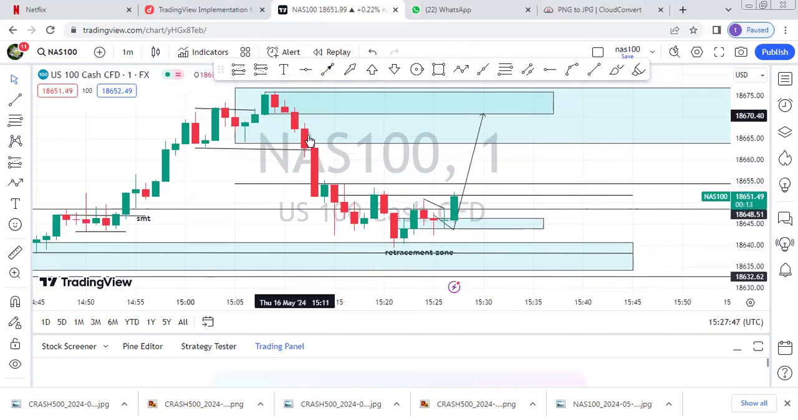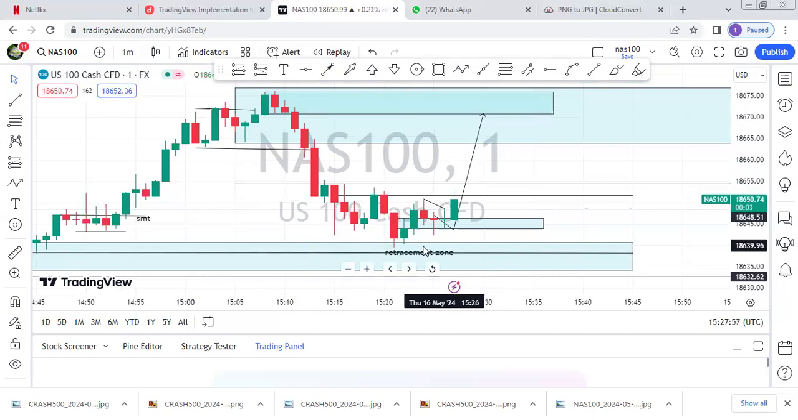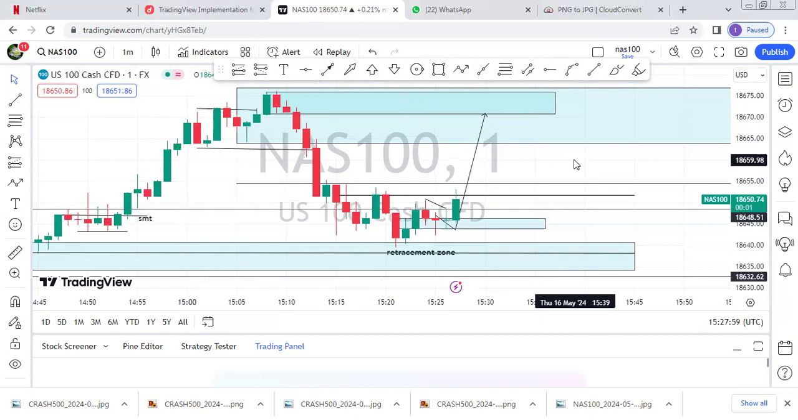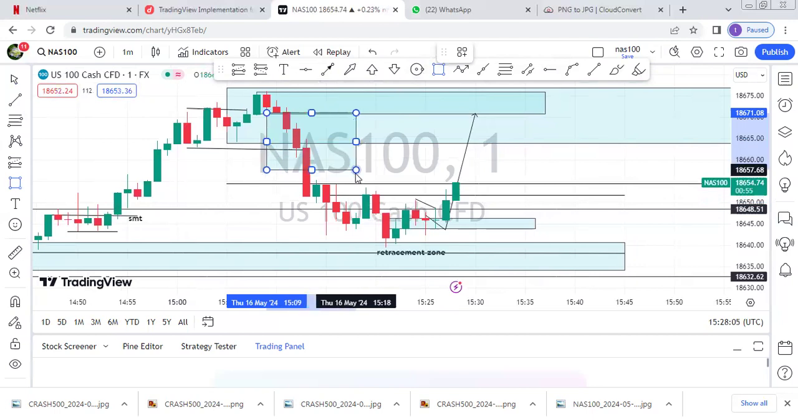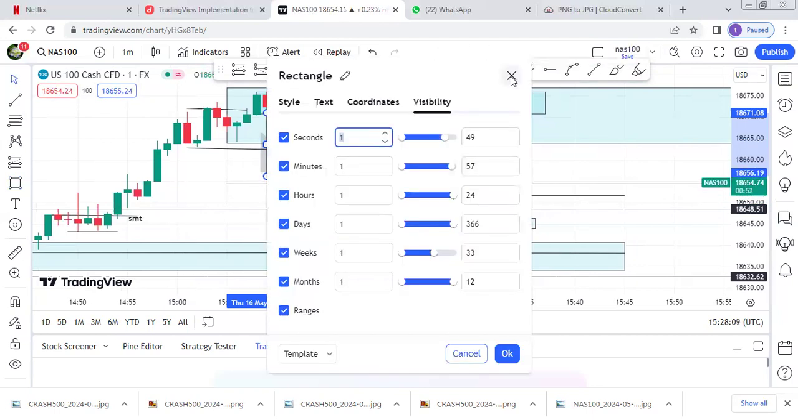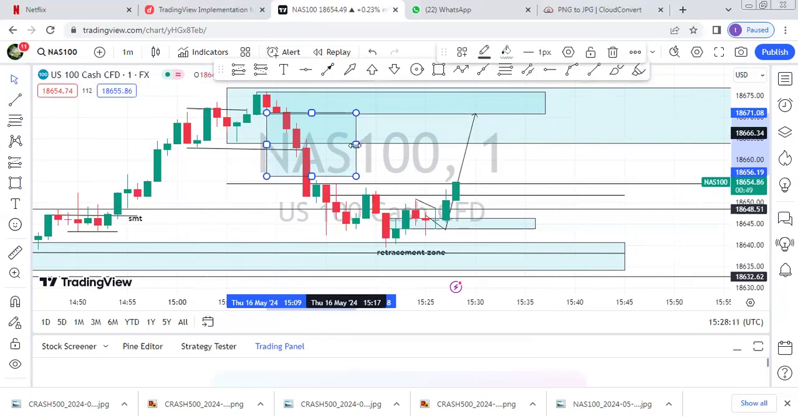So this here is where there were strong buyers coming into the market to push the market all the way to this retracement zone. So we want to see the market taking out all this imbalance here, including that favorable gap as well. Okay, so we want to see this market taking out this zone here. So continue watching, guys.